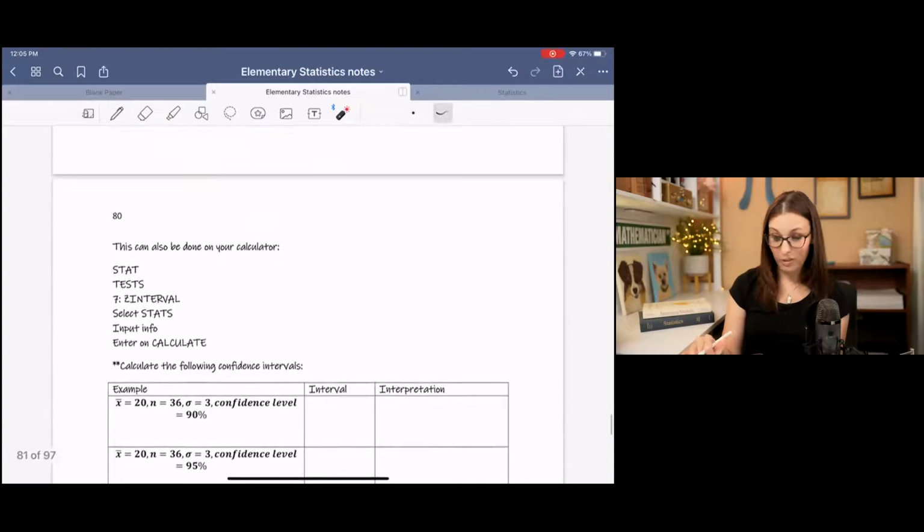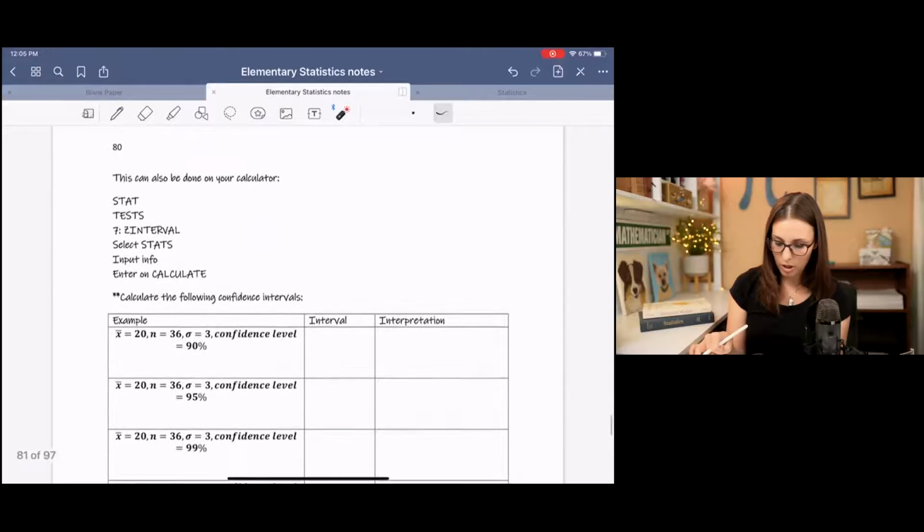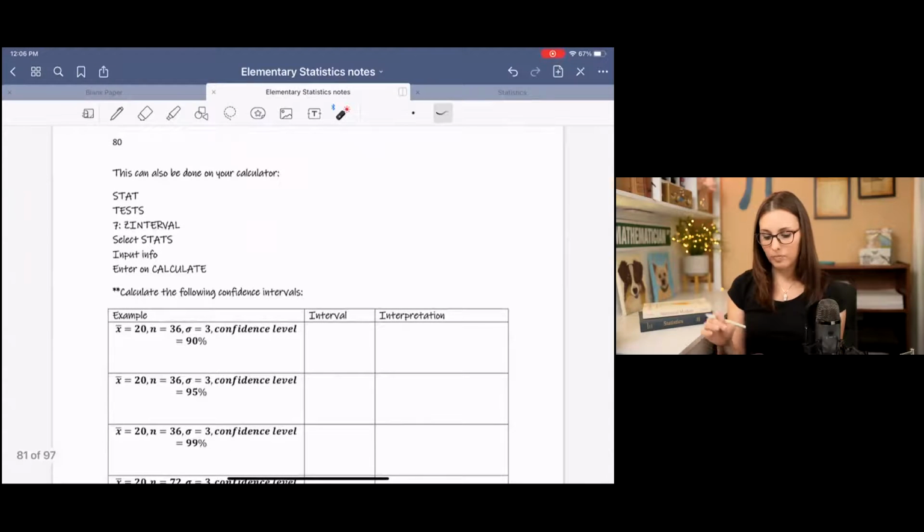So now that you know where it comes from and how it's built, I'm going to show you how to do it on the calculator because it's faster. I have up here the steps that you're going to go to. You're going to go to Stat, Tests. You're going to select Z interval. We're going to put in stats, not data. If you do have a data set, then you can put in data instead. But in this case, we were given stats. And then input your info, hit enter.